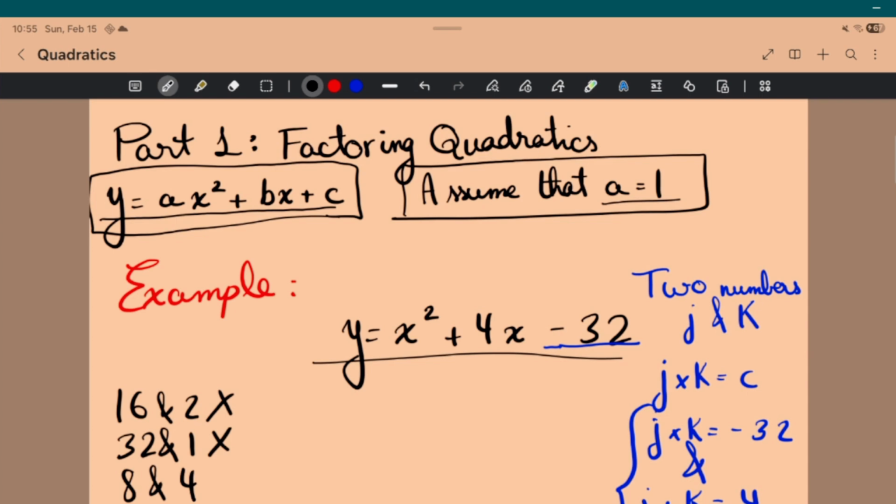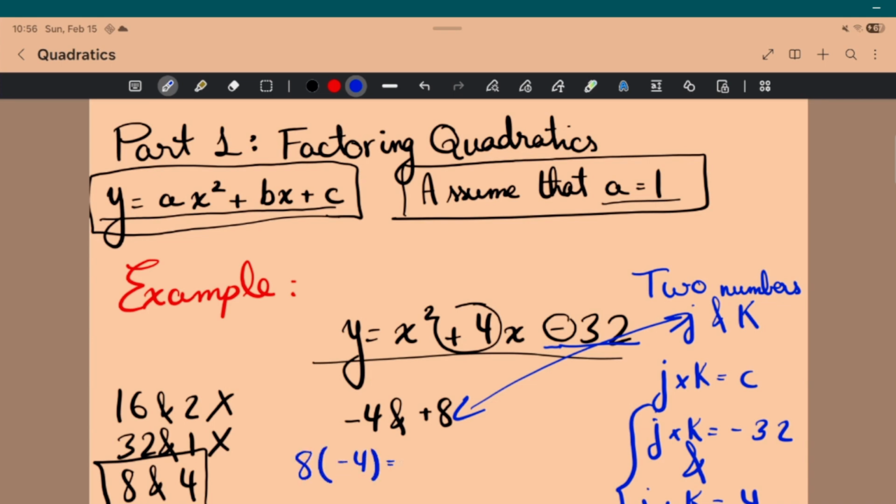We can see that 8 times 4 is equal to 32, and the gap between them is indeed 4. Since 32 is negative, one of them has to be negative, and when we add them together, the value has to be positive. So for this reason, we have minus 4 and positive 8 as our two numbers. Why minus 4 and positive 8? Well, 8 times minus 4 will give us minus 32, and 8 plus minus 4 will give us 4.